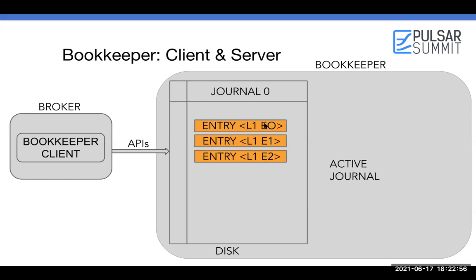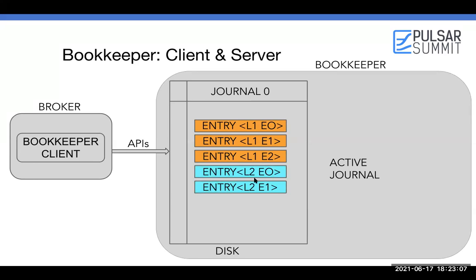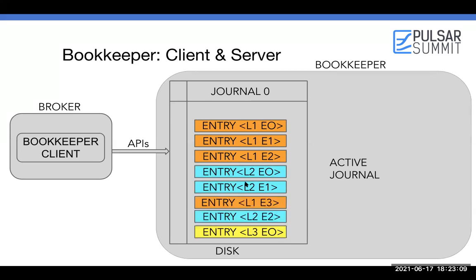Ledger 1 entry 0, ledger 1 entry 1, ledger 1 entry 2, these are written. Then we get entries for different ledgers. So we have two entries from L2, then one entry from L1 again, one entry from L2, and another entry from L3. I basically color coded ledgers in a way that one color represents one ledger.